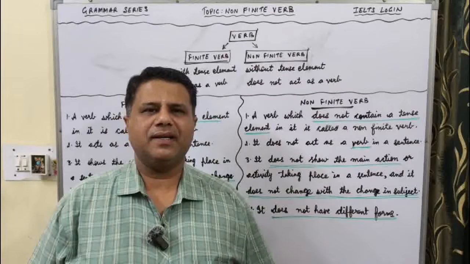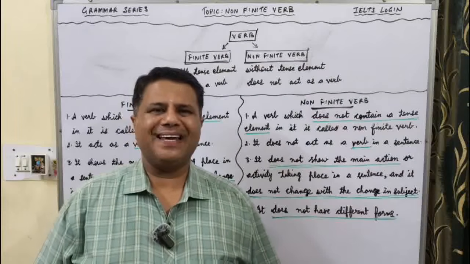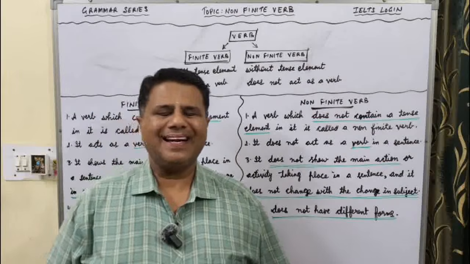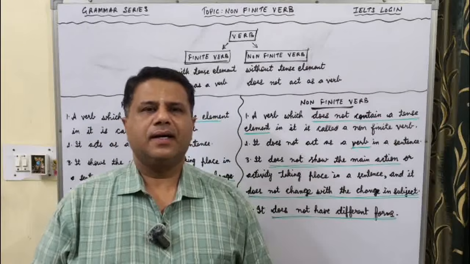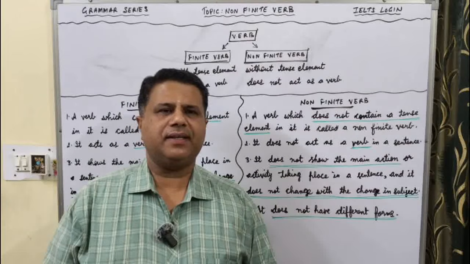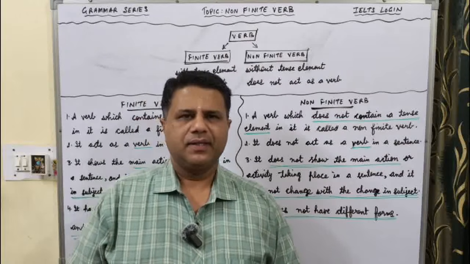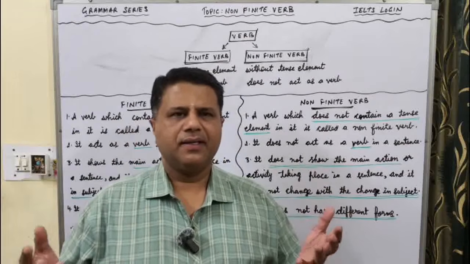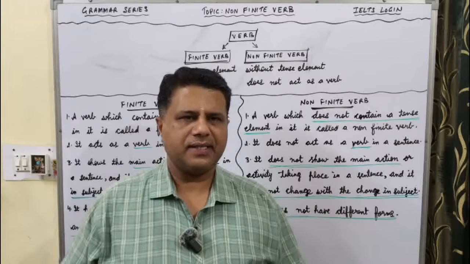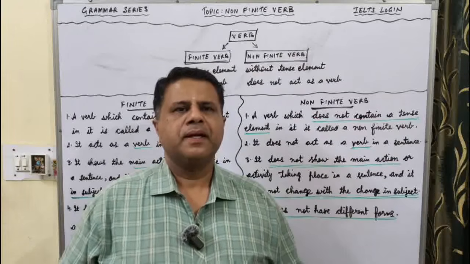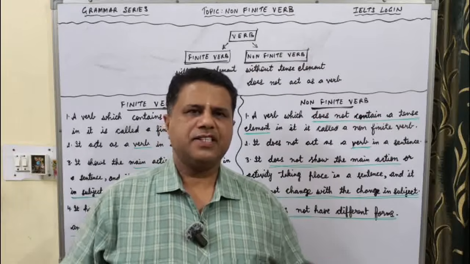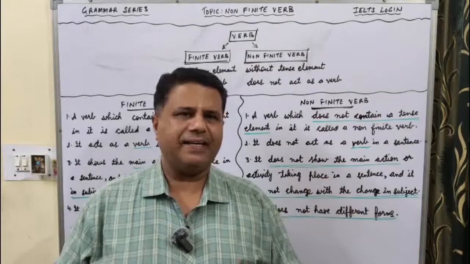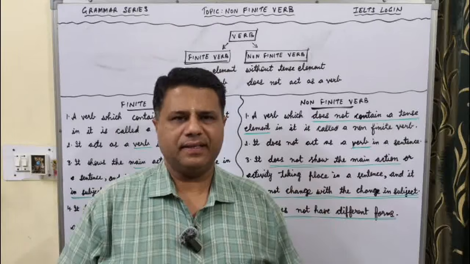This is lesson number 9 and the topic of today's discussion is non-finite verb. So let's get started. Children, you must be familiar with the topic of finite verb. So far you have done so many topics, for example the topic of tense, active passive voice, direct indirect narration, simple compound complex sentence, changing the sentence from positive to negative. So many other topics are there.